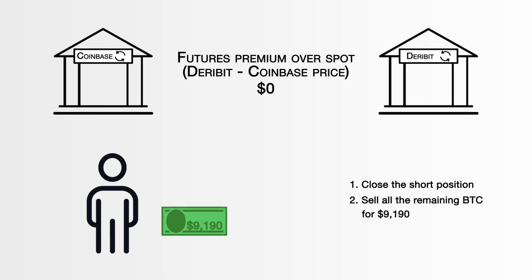As we showed previously, as long as they close the cash and carry when the futures premium is at zero, the BTC will be worth exactly $9,190. The trader began with $8,800, and no matter what price Bitcoin moved to over the course of the trade, they are left with $9,190 at the end of it. They have therefore successfully captured the $390 premium, all while taking no directional risk.